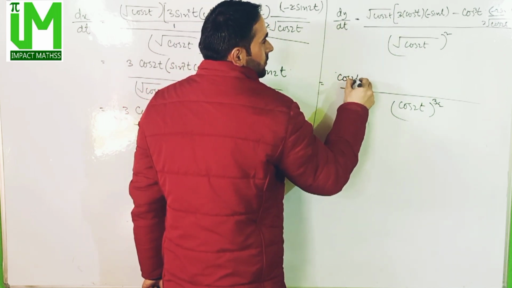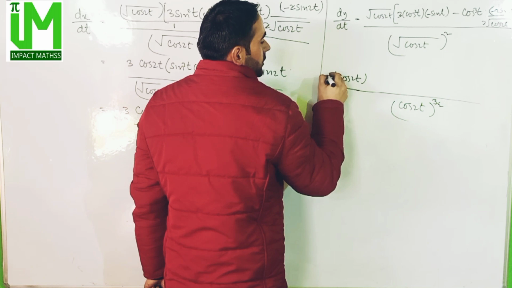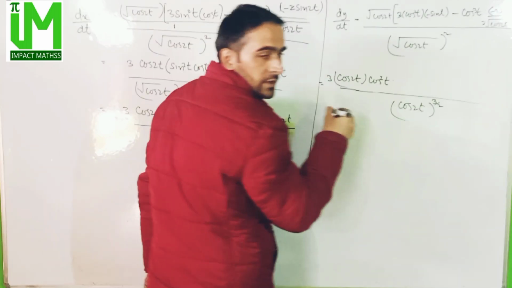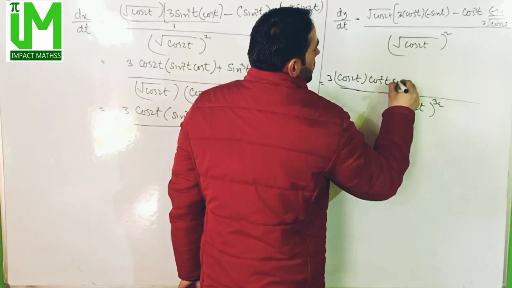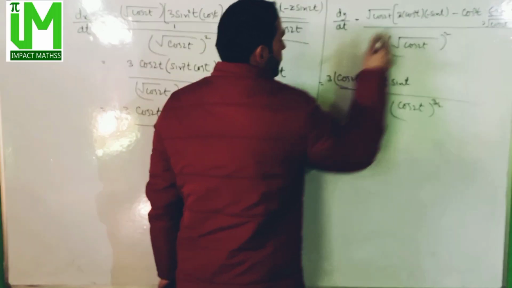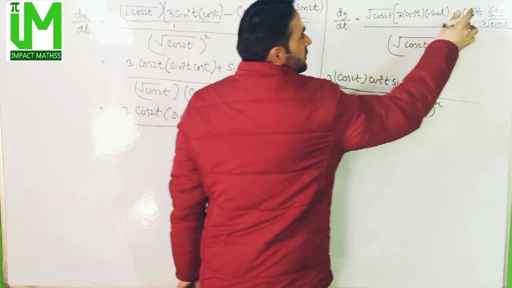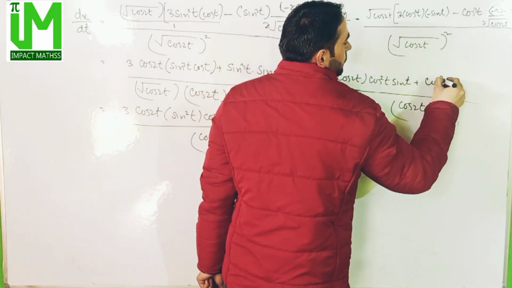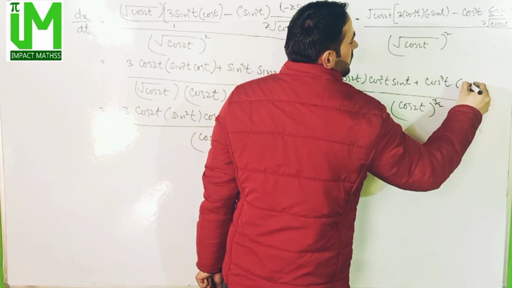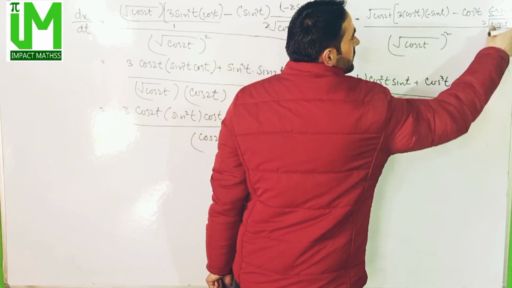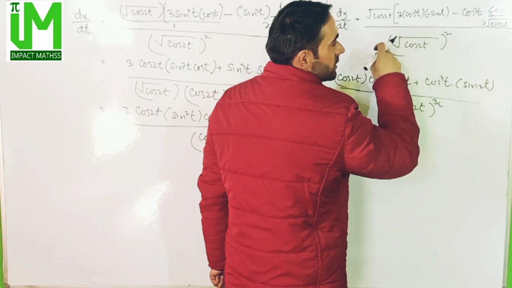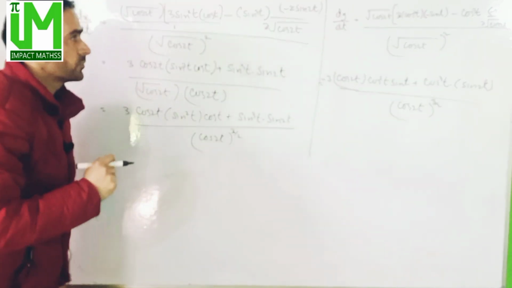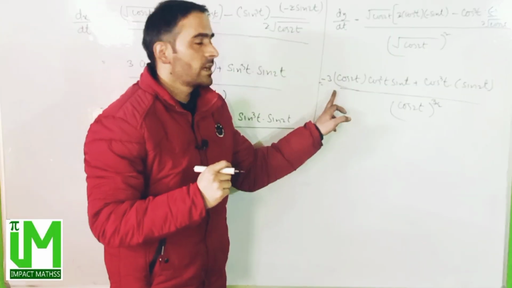So it will be cos of 2t, then we multiply cos square t into sin t, but with minus. That was minus, and minus into minus will be plus. So cos cube t into sin of 2t, and the reciprocal multiplied gives cos of 2t raised to power 3 by 2. So this is the value of dy divided by dt.